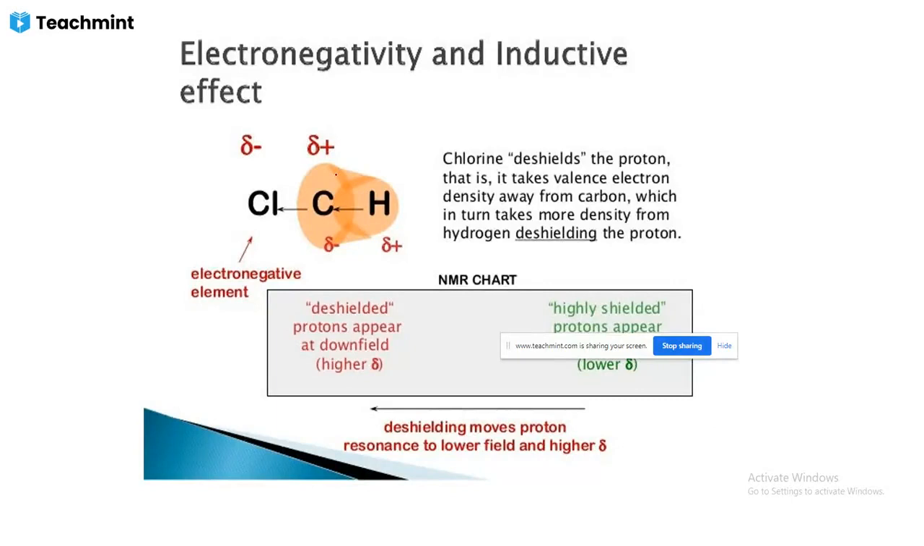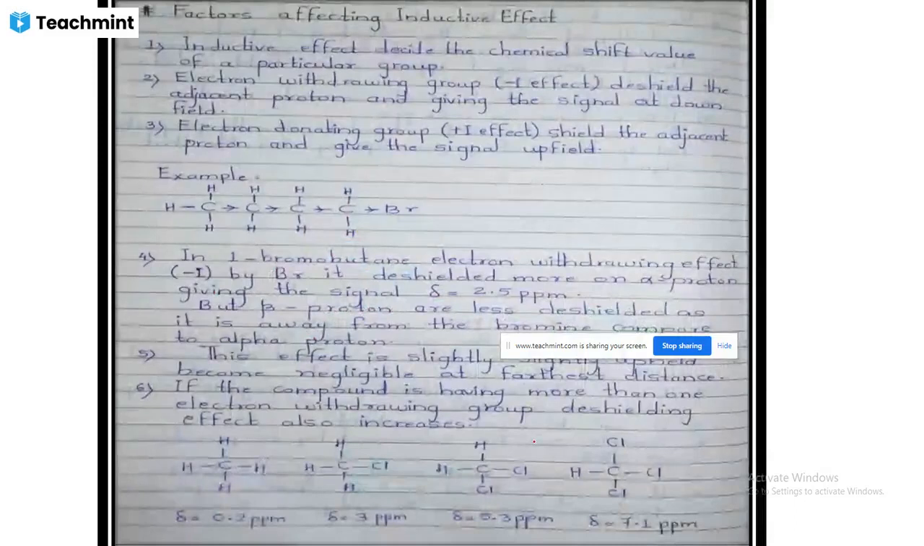If you see the chart of these chemical shift values, we find that the protons are de-shielded, meaning the value is continuously increasing. De-shielding moves proton resonance to the lower field and higher delta values. The points are in the notes also. The inductive effect decides the chemical shift value of the particular groups. Electron withdrawing groups de-shield adjacent protons, giving signals at the downfield; electron donating groups shield the adjacent protons and give the signal upfield.